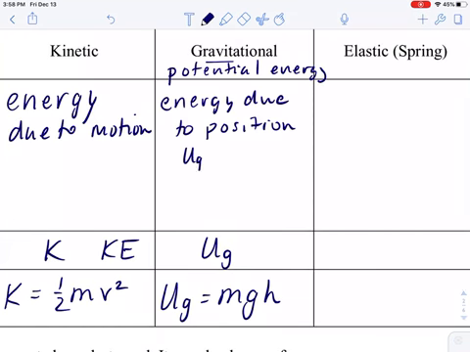I would just like to point out that U_G equals mgh is also an expression of work. So this stored gravitational potential energy, work and energy are equivalent. And mg is a force, it's the force of gravity, and h is a distance. So really, this equation for gravitational potential energy is also an equation for the work done to lift an object a given height.